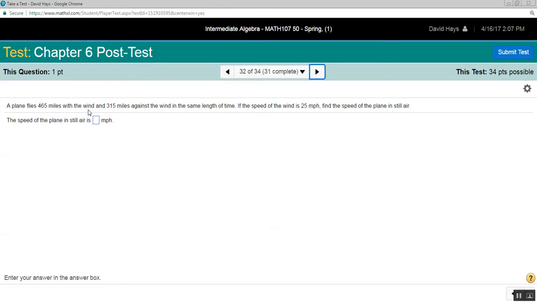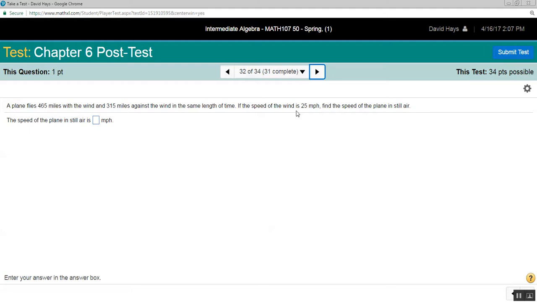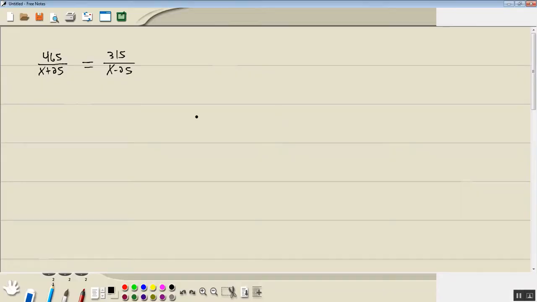Okay, with the wind means you should go faster. So I think this will be x plus 25, and this would be x minus 25. If it's against the wind, you should be going slower. Now I'm going to go ahead and cross multiply, just to save time. So 465 times x minus 25 equals 315 times x plus 25.